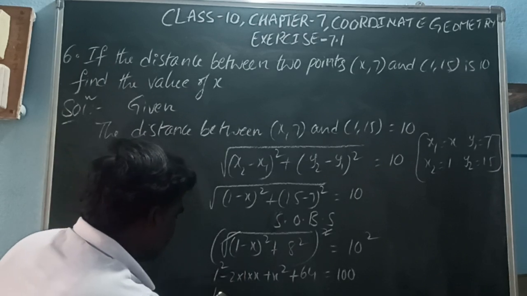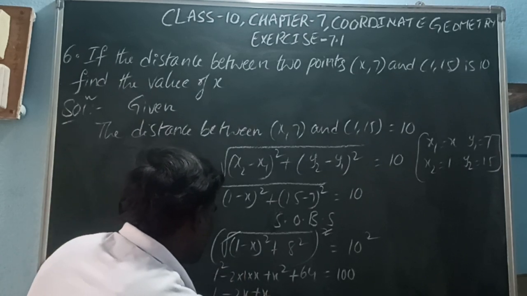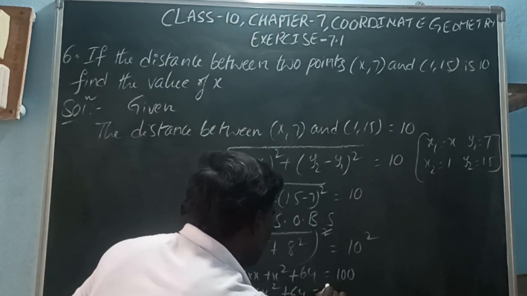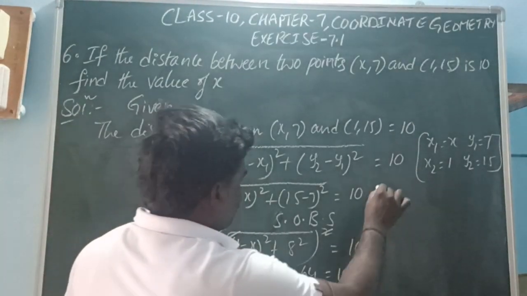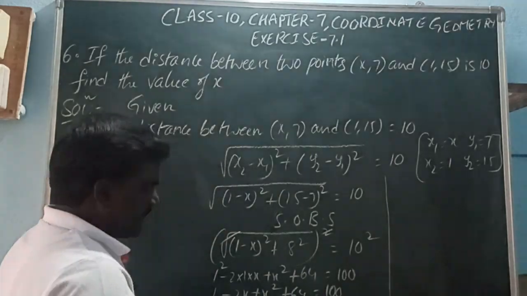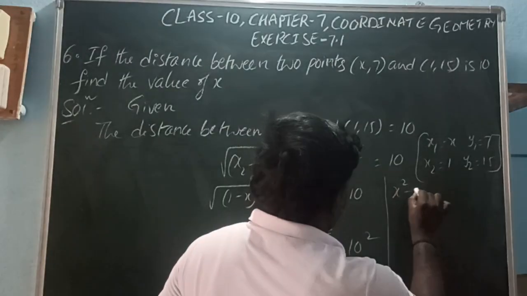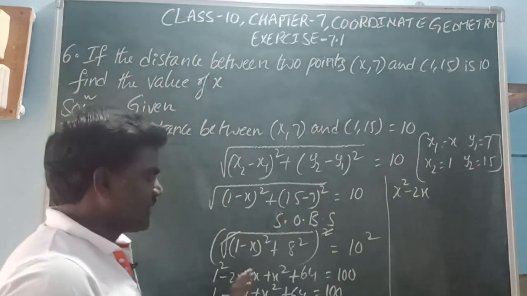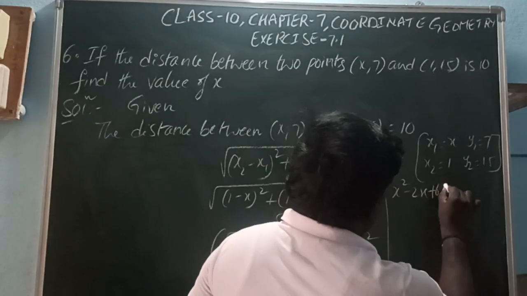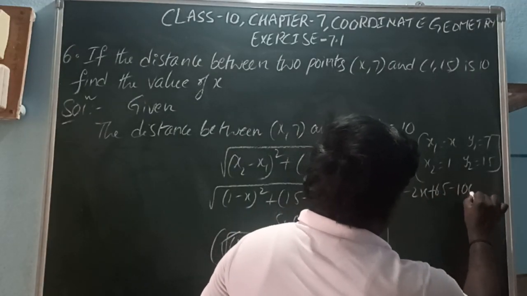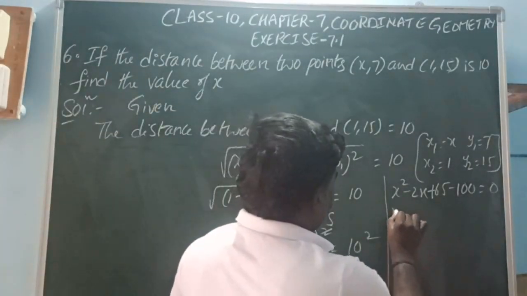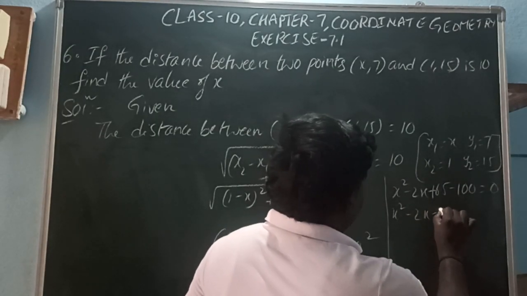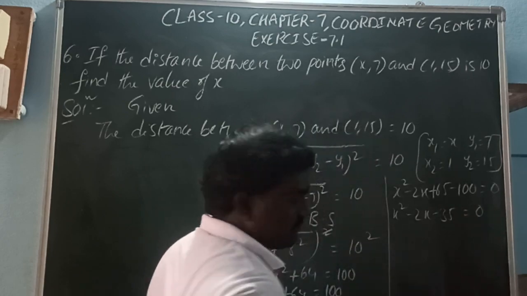So 1 square, 1 minus 2x plus x square plus 64 is equal to 100. Here the plus 100 comes to the left side as minus. So now we can arrange in order. So that is x square minus 2x plus 1 plus 64, that is plus 65, minus 100. So here x square minus 2x minus 35 is equal to 0.